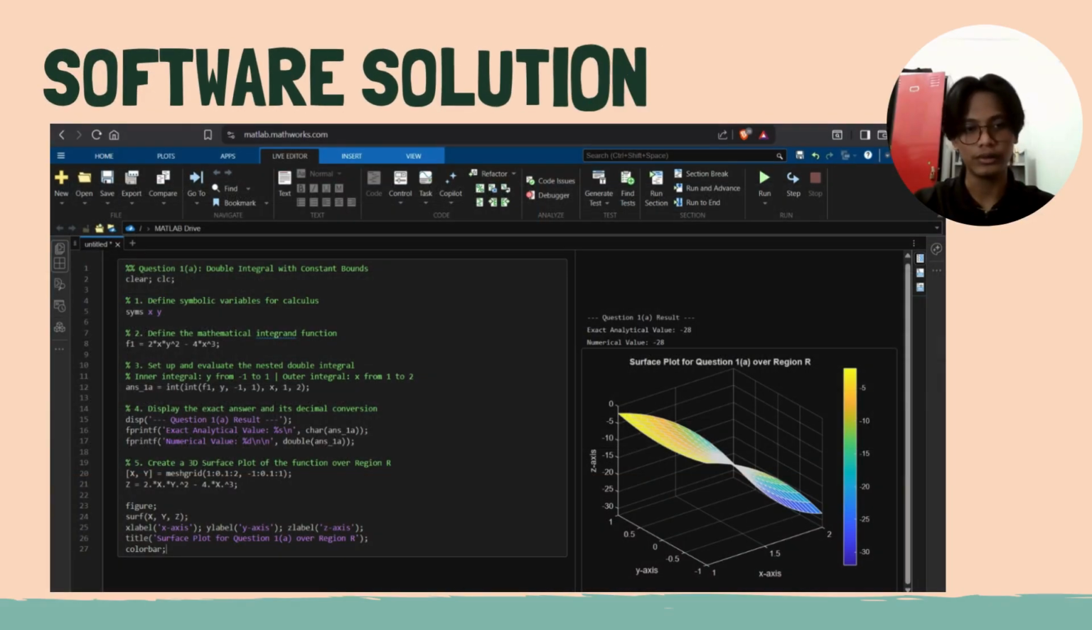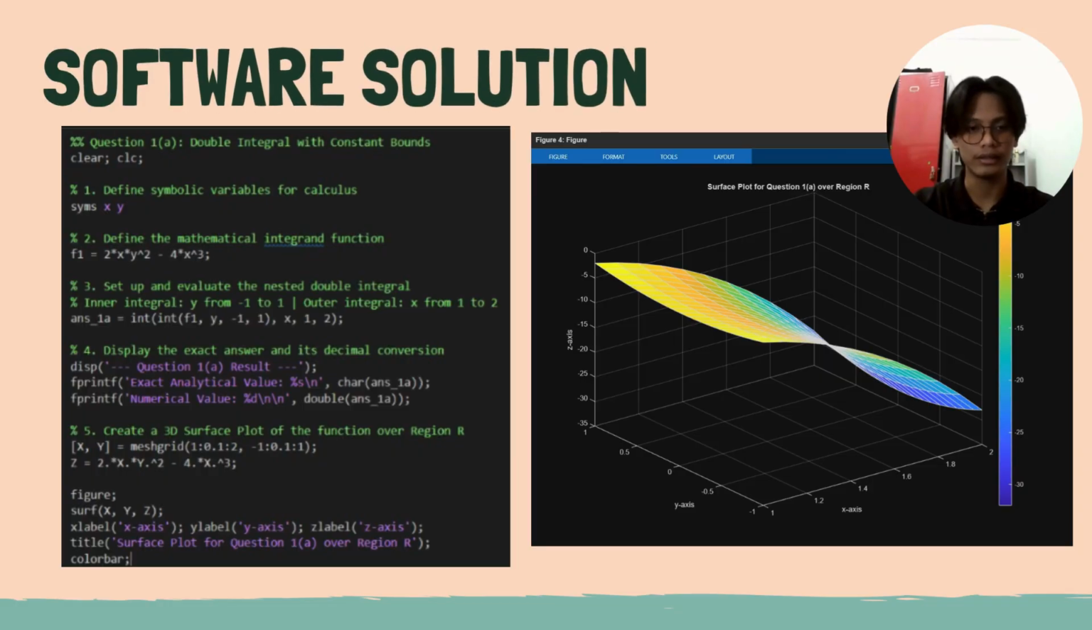Here is the software solution. I'm using the MATLAB platform to prove the manual calculation was correct. I typed out the script and it gave the answer, which is -28, and it is the same as the manual calculation. It also gave us the 3D graph of the 3D shape. And in this slide, I will explain in detail the script for the calculation that I'm using in MATLAB.